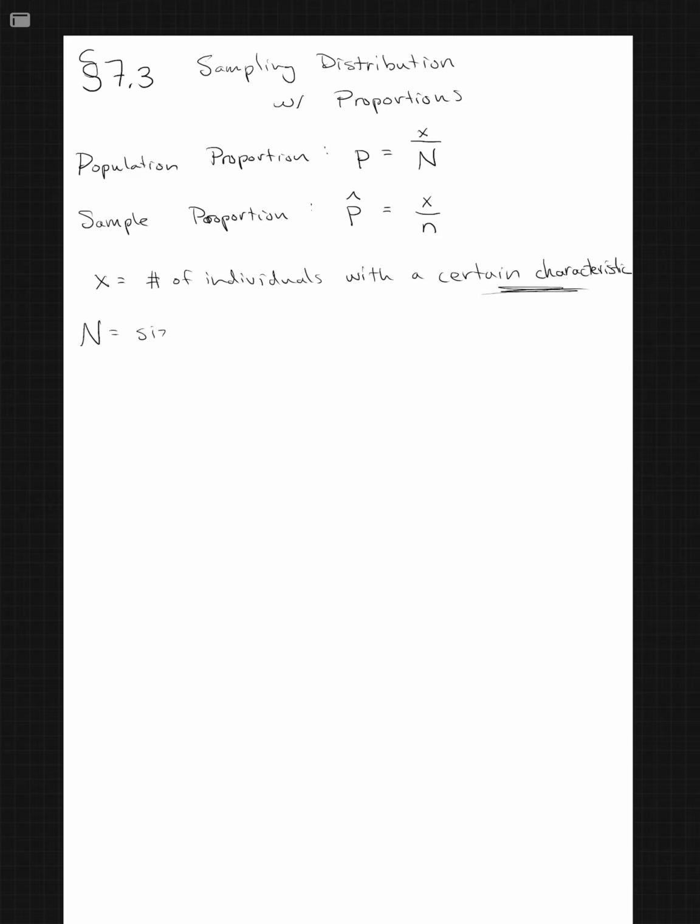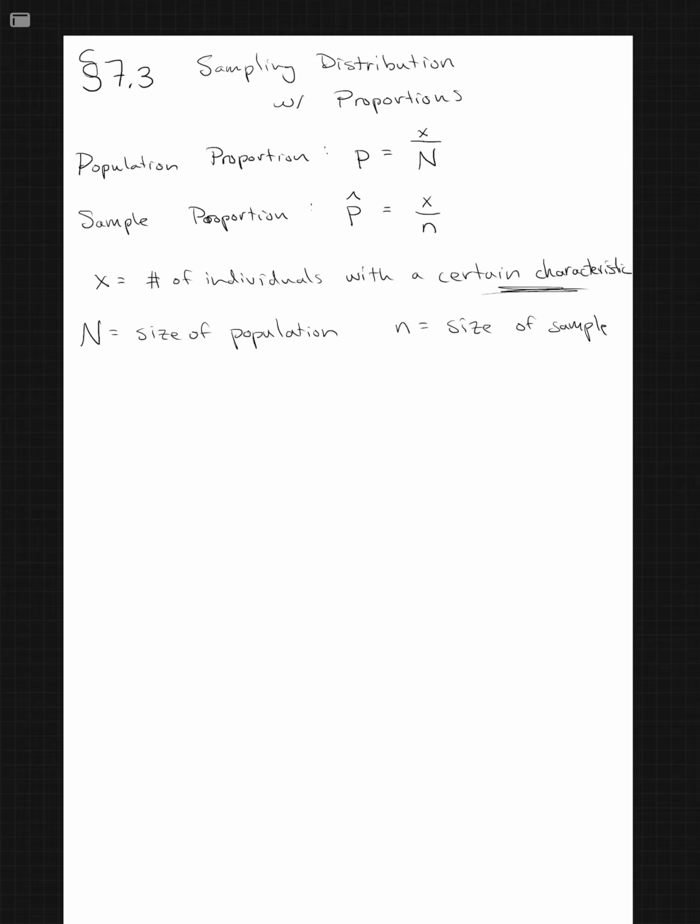N is the size of the population, just like it's always been whenever we've talked about capital N. And little n is going to be the size of the sample, which is what it's always been whenever we've talked about little n in one of our formulas.